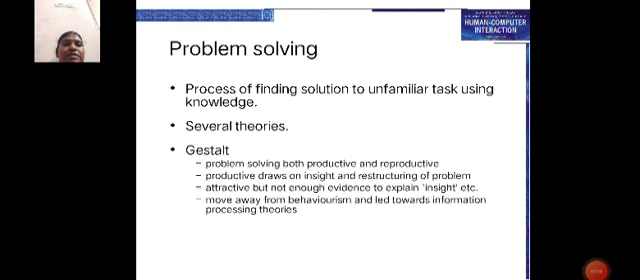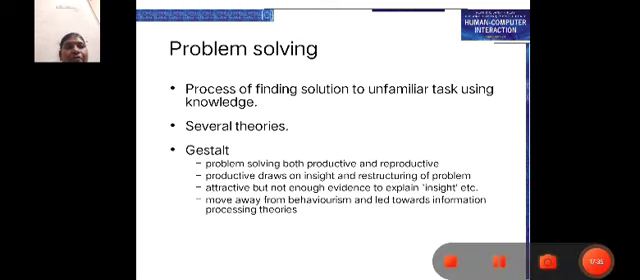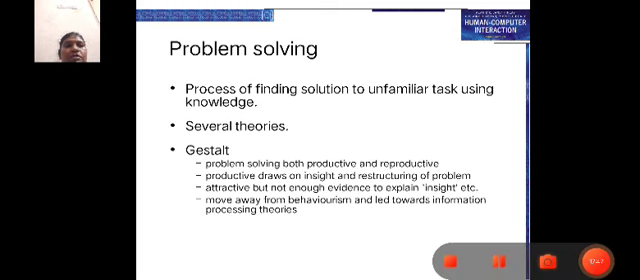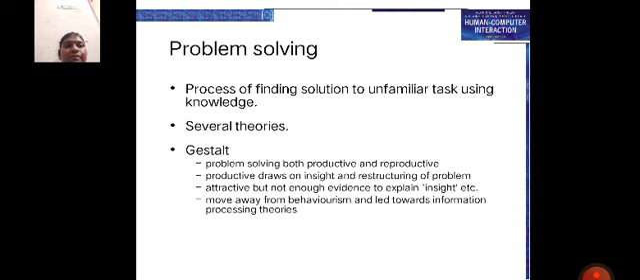In problem solving, people find solutions to unfamiliar tasks using knowledge. Several theories have been made. One is Gestalt theory, where problem solving is both productive and reproductive. It draws on productive insights and restructuring of the problem, but the insight is attractive though there is not enough evidence to explain it. It moves away from behaviorism and leads towards information processing theories.